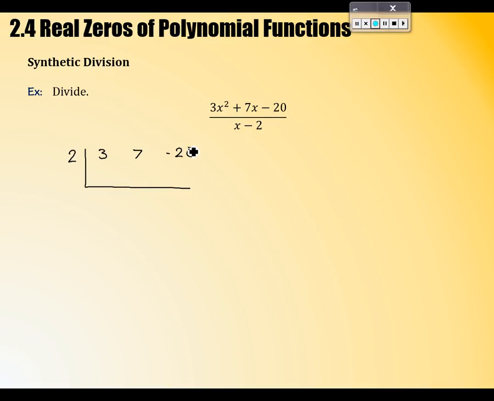We write the k value, so if it's x minus 2 down here, we're writing 2. If it's x plus 2, then we'd write negative 2. And then we write, going across, the coefficients, remembering again to put a 0 also if there are any skipped coefficients, from descending powers in standard form, right? Drop the 3.